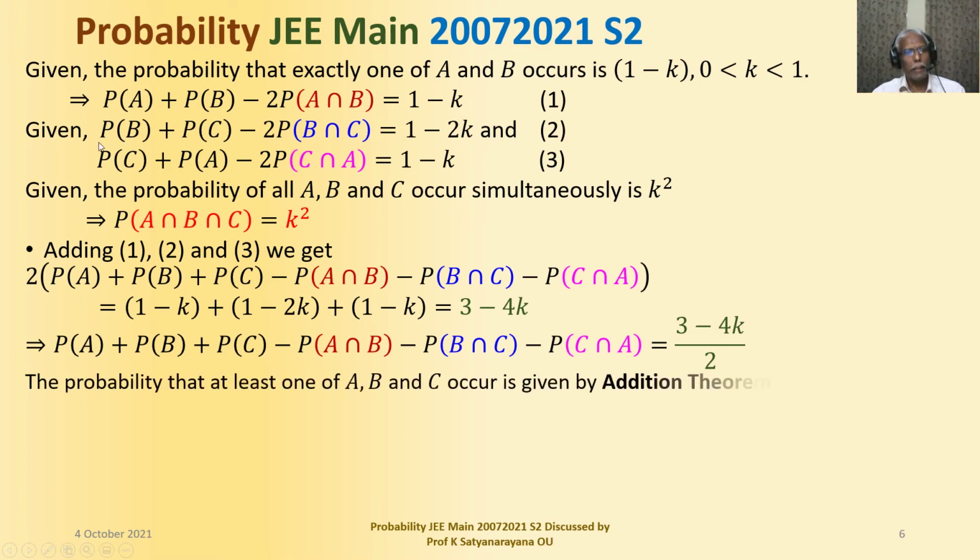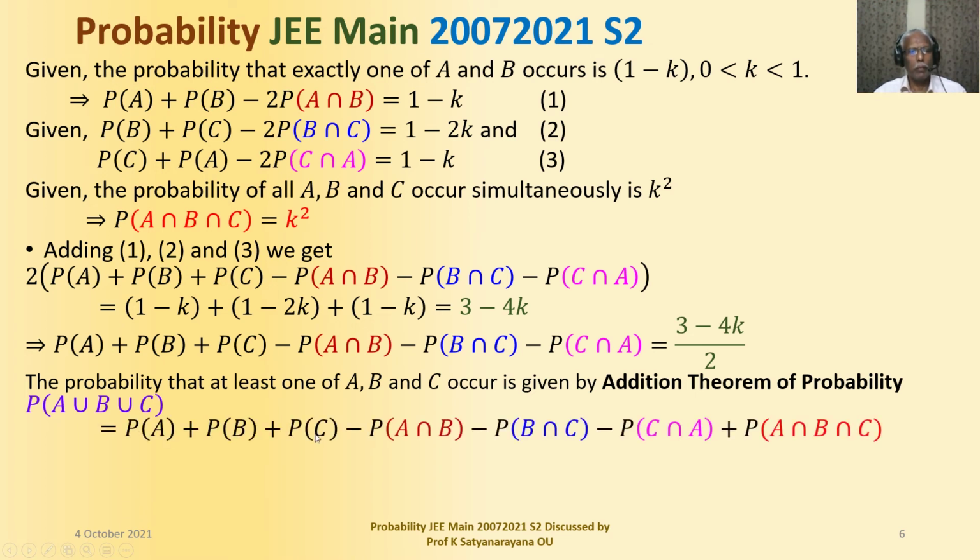And the probability that at least one of A, B, and C occurs is given by the addition theorem of probability: probability of A union B union C is equal to probability of A plus probability of B plus probability of C minus probability of A intersection B minus probability of B intersection C minus probability of C intersection A plus probability of A intersection B intersection C. So the first part up to probability of C intersection A is (3 minus 4k) by 2, and the probability of all the three is given by k square. So that is equal to (3 minus 4k) by 2 plus k square.